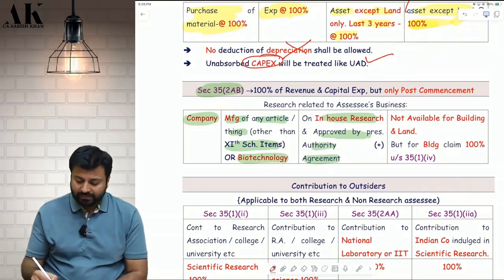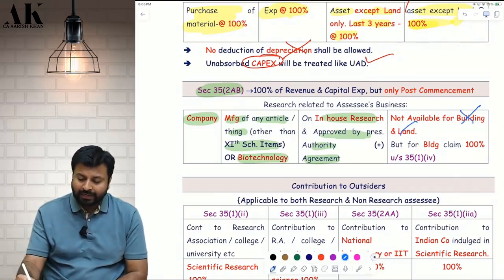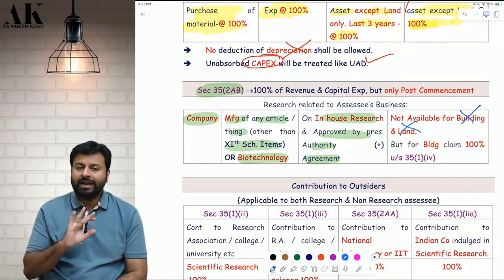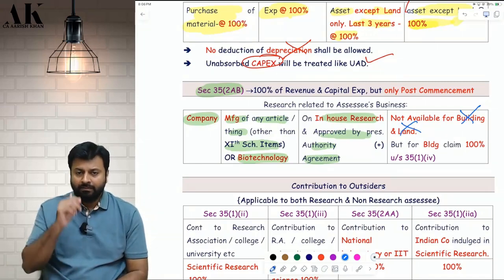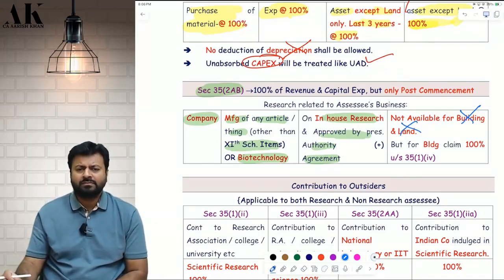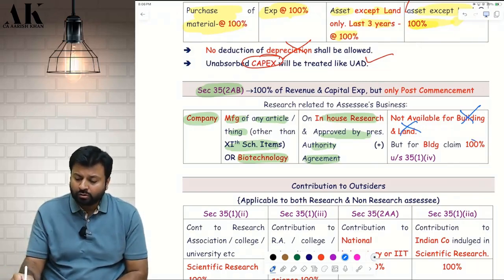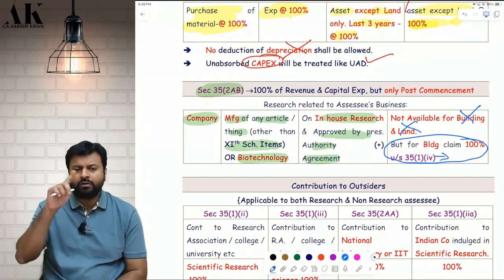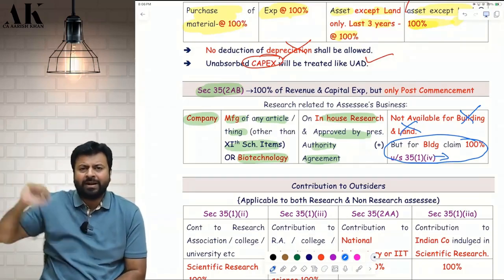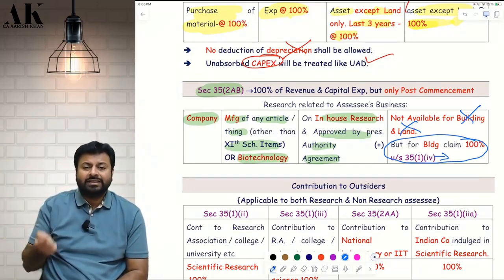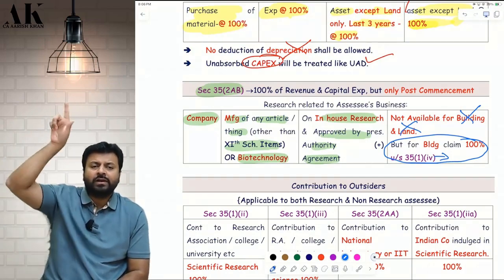Next, this deduction is not for building and land. For land and building, you will not get this section 35(2)(ab). But am I doing scientific research? Please tell me. Am I doing scientific research or not in this section? So for building, I can go to the above section and claim 35(1)(4). Because the previous two sections are for everybody, right? This is company specific. Previous two is for everybody, right?